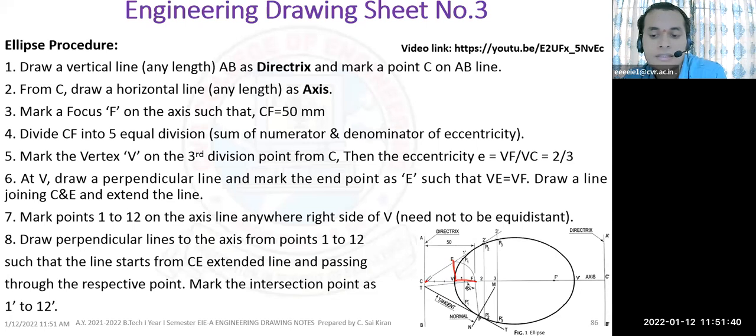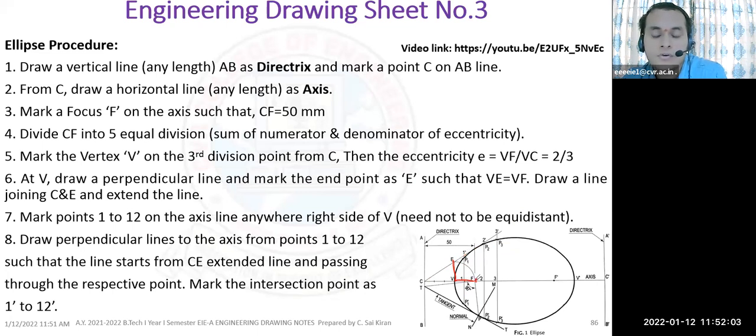Then extend a line from C passing through the point E. The vertex is the starting point of any arc for a hyperbola, parabola, or ellipse. From this starting point, we make the divisions 1 dash, 2 dash, 3 dash, 4 dash, 5 dash, and then measure the distance 1 to 1 dash.